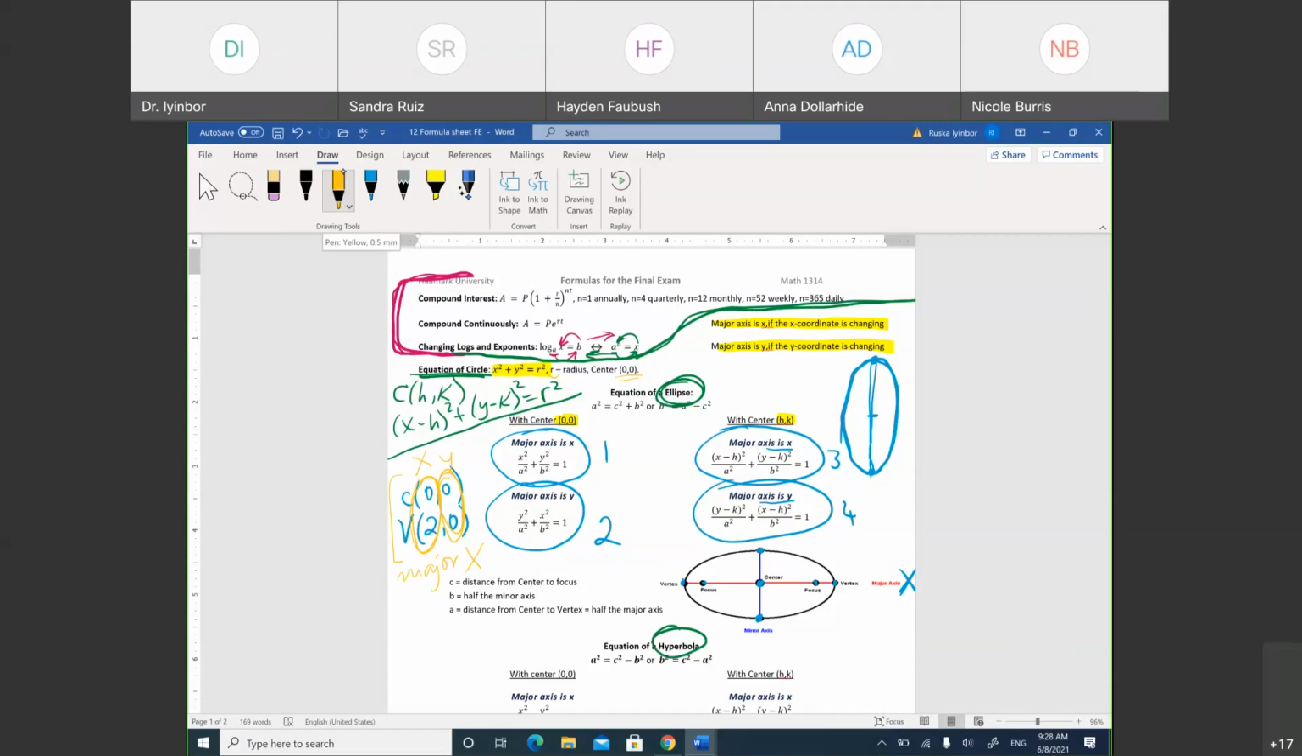And it's here in the formula sheet. Major axis is x if the x coordinate is changing. Major axis is y if the y coordinate changes. Okay, whatever is changing, that's your major axis. So that's how you decide which one of those equations you're gonna get.